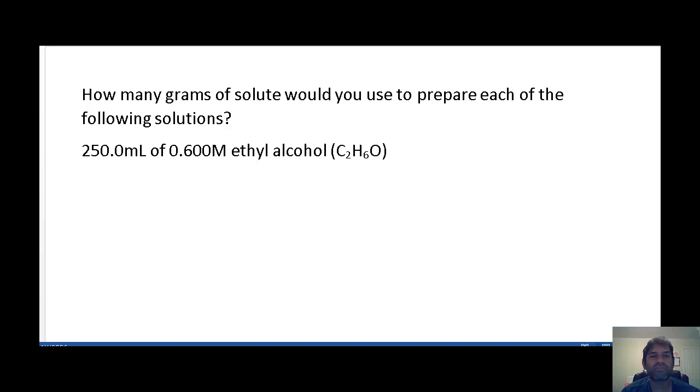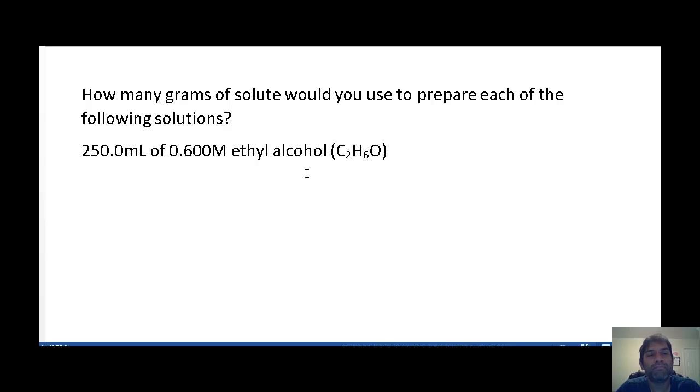Let's go over some practice problems involving the manipulation of this term molarity. This is taking concentrations and figuring out how much volume or how many grams are involved. In other words, these are solution stoichiometry problems. So our first problem is how many grams of solute would you use to prepare each of the following solutions? So let's look at this first solution here.